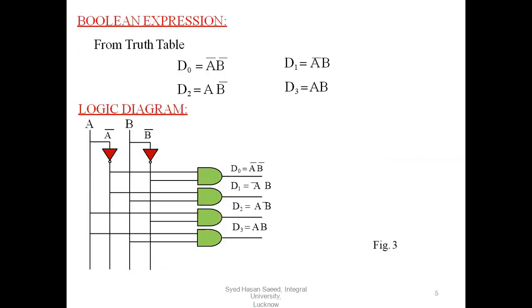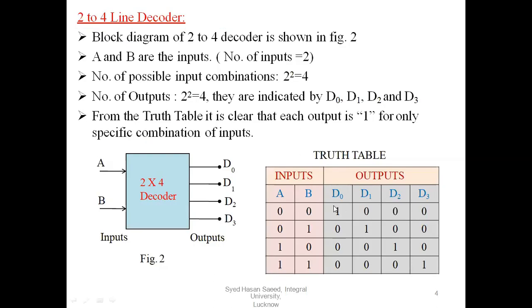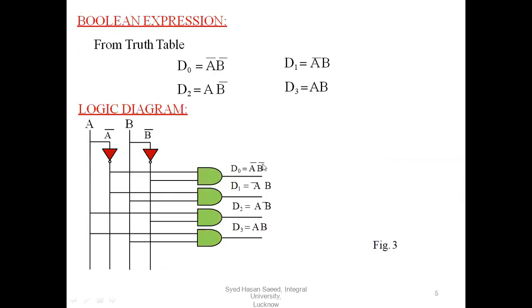Next, from this truth table, we will construct the K-maps. After K-map construction, we get the outputs: D0 is equal to A bar B bar, D1 is equal to A bar B, D2 is equal to A B bar, and D3 is equal to AB. From these Boolean expressions, we will construct the logic diagram for the 2 to 4 line decoder.